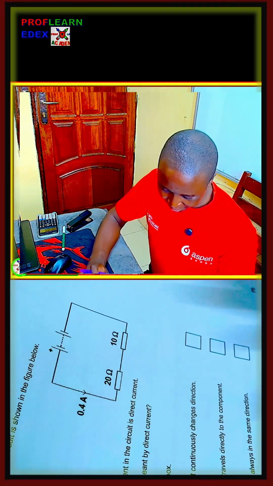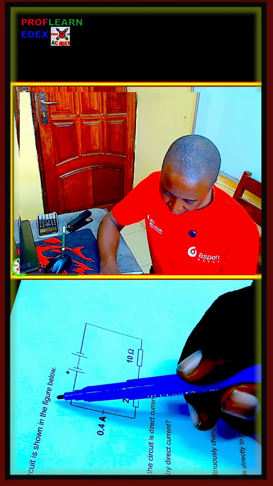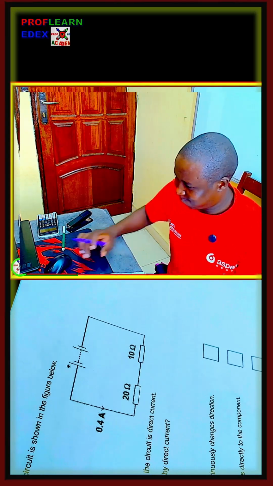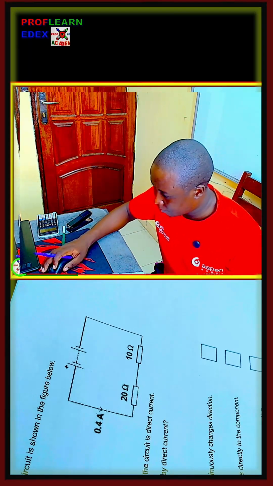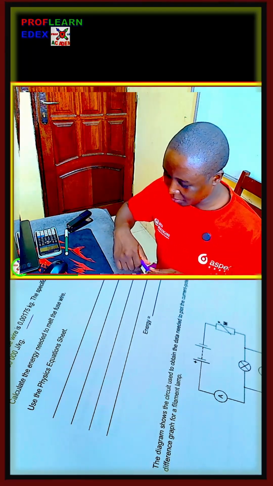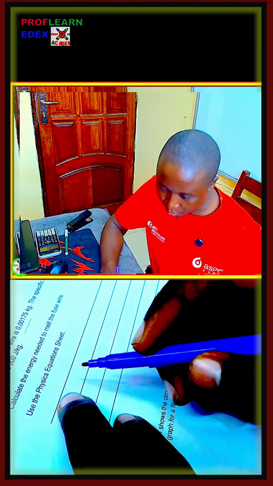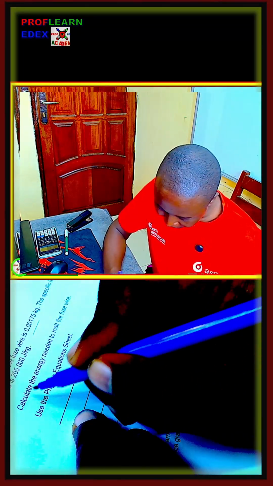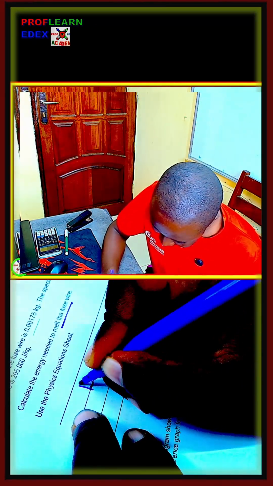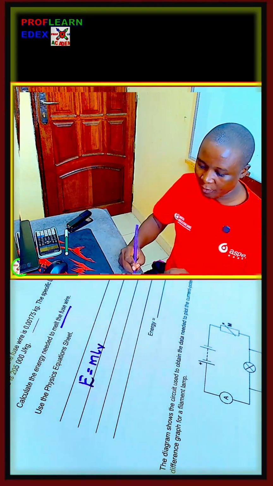In this particular question, we are told that the circuit is shown as well. Another very interesting question that is asked here is that we're supposed to work out the energy that is used to melt this fuse. So we are asked to calculate the energy needed to melt the fuse wire. You need to remember that energy is equal to mass times latent heat of fusion.